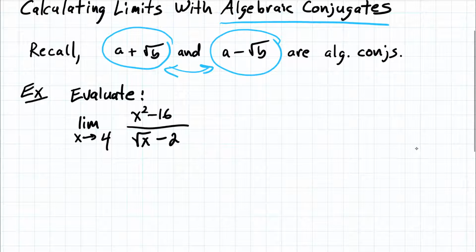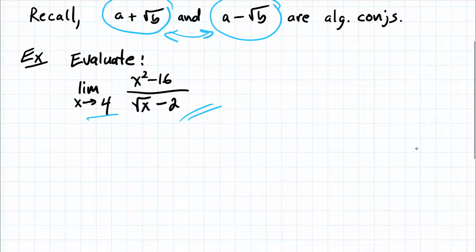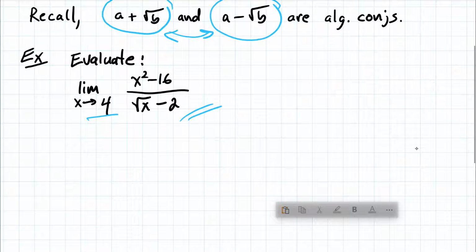All right, so the example we're going to do here is to calculate the limit as x goes to 4 of x squared minus 16 all over the square root of x minus 2. And you can see we've got this square root of x minus 2 in there, and so that gives us a big clue that algebraic conjugates should be handy. All right, so let's go ahead and get going.